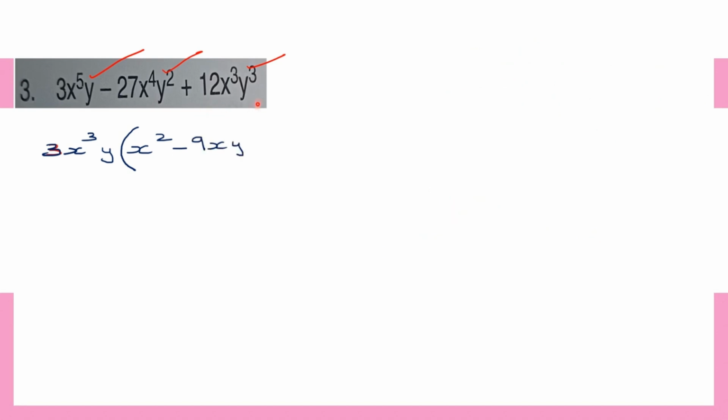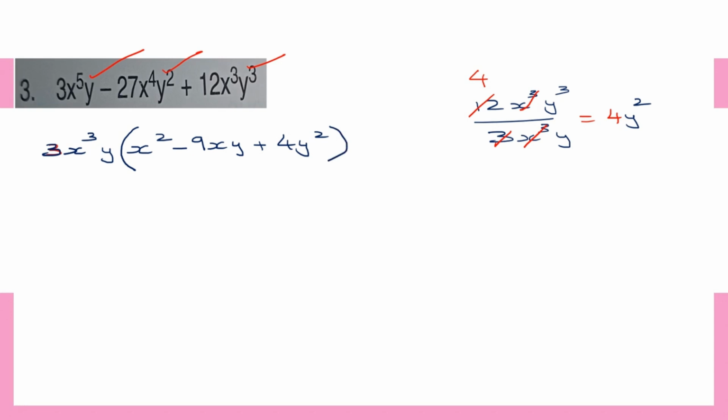Now I can take the last term and divide it by the common term. So the last term is 12x cube y cube and divide this by 3x cube y. So here let's see what we can cancel. I can cancel x cube and x cube, and I can do 3 fours are 12. So what do I have? I have 4 and then I have y to the power of 3 divided by y to the power of 1. 3 minus 1 is 2. So this is y to the power of 2, which is plus 4y square. So this is our answer.